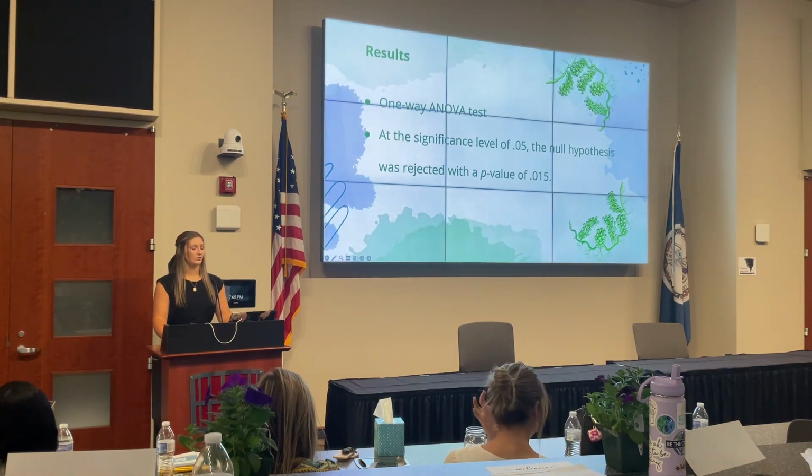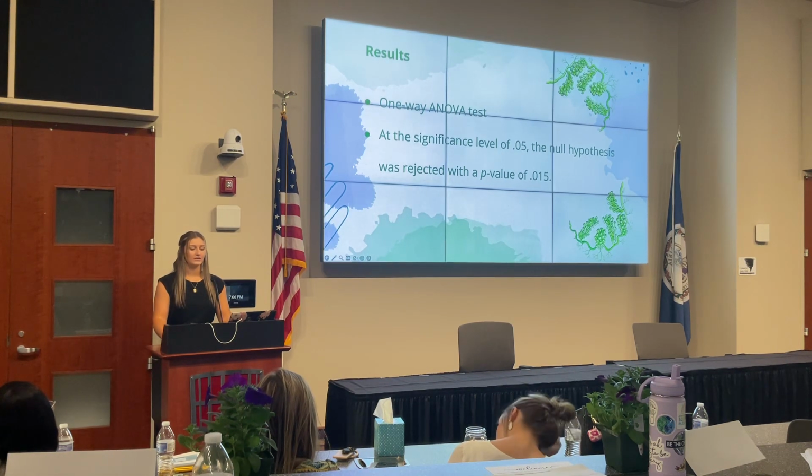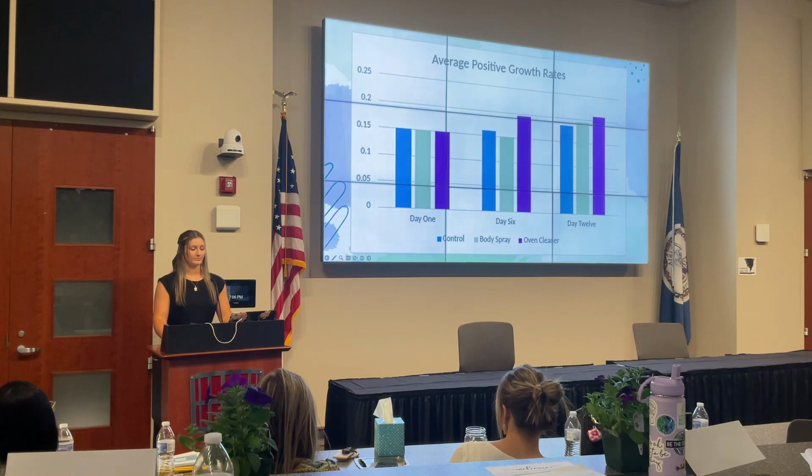I decided to run a one-way ANOVA test to analyze my results because my data met every assumption of this test. At the significance level of 0.05, the null hypothesis was rejected with a p-value of 0.015. This bar graph here depicts the average positive growth rates, or the groups where algae growth took place. These groups are my control group, the body spray group, and the oven cleaner group.